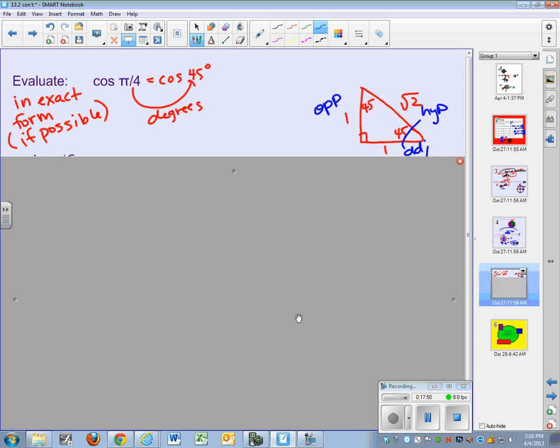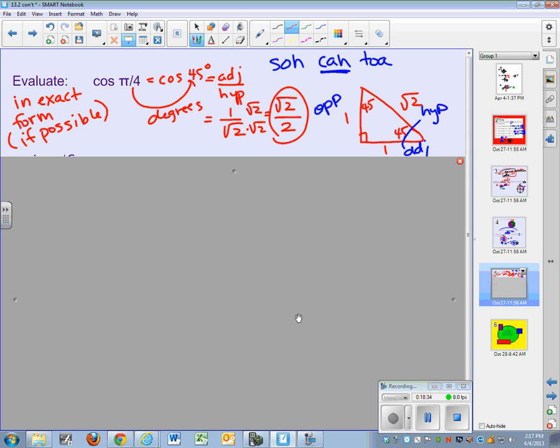And you think back now, think to SOHCAHTOA. And cosine was what over what? Yep, adjacent over hypotenuse. So I need the adjacent side over the hypotenuse. And we said that the adjacent side was 1 and the hypotenuse was the square root of 2. But we need to rationalize that. So we're going to multiply by the square root of 2 over the square root of 2 to get the square root of 2 over 2.